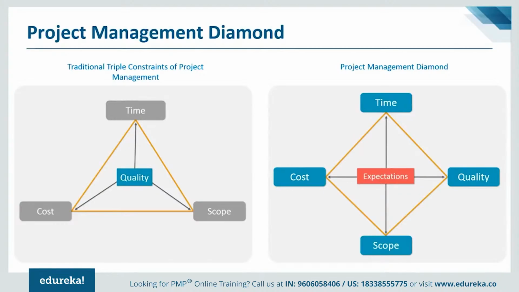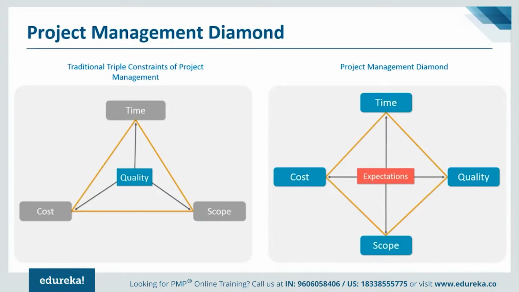So we started with the triple constraints initially, and then we've added one more. Time, scope, and cost were there. We've added quality as well. But if you actually see, there are a few other constraints on the project which we should be aware of, and that's nothing but the expectations. So if you see the project management diamond, we started with triple constraints on a project, and now we talk about the diamond. And I would also prefer to add a few more here.